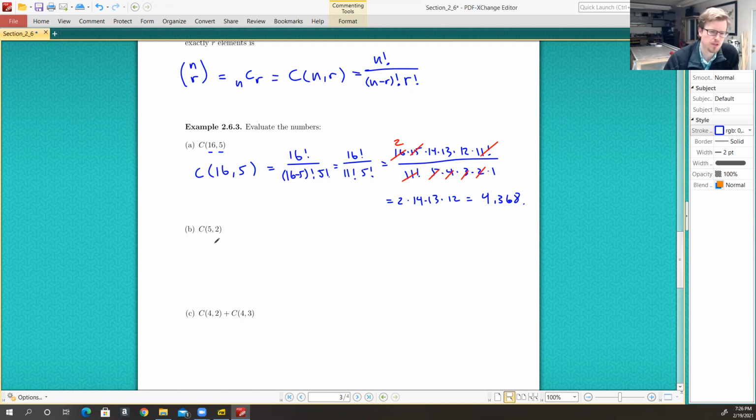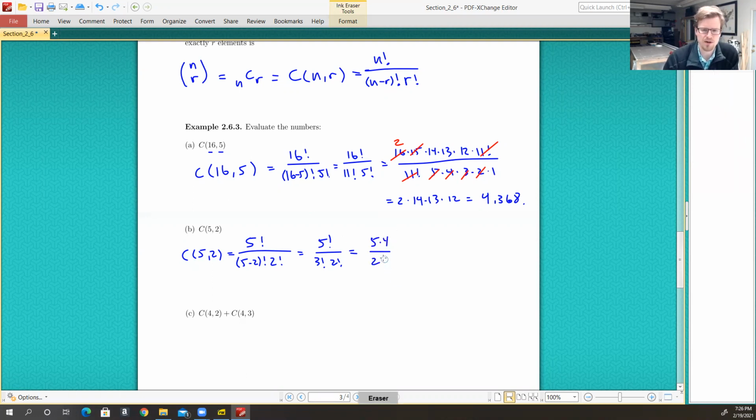So 5 choosing 2 elements would be 5 factorial divided by 5 minus 2 factorial times 2 factorial, which is 5 factorial divided by 3 factorial times 2 factorial. Again, this will simplify a little bit. So this is 5 times 4 divided by 2 factorial because the 3 factorials cancel out. But 2 factorial is just 2 times 1. 4 divided by 2 is 2. 5 times 2 is 10.